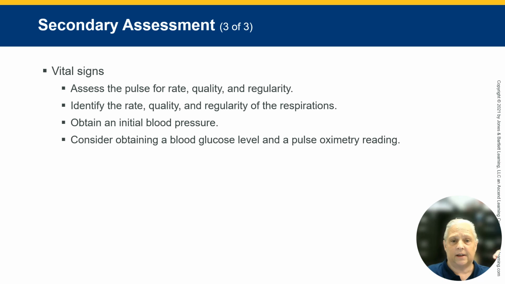We're going to get our vital signs. We want our pulse. We're looking for rate, quality, regularity. You want to know your respirations, rate, rhythm, and quality. Your blood pressure. First blood pressure is always supposed to be a manual blood pressure. If they're altered or unresponsive, always get a blood sugar. Get a pulse ox.